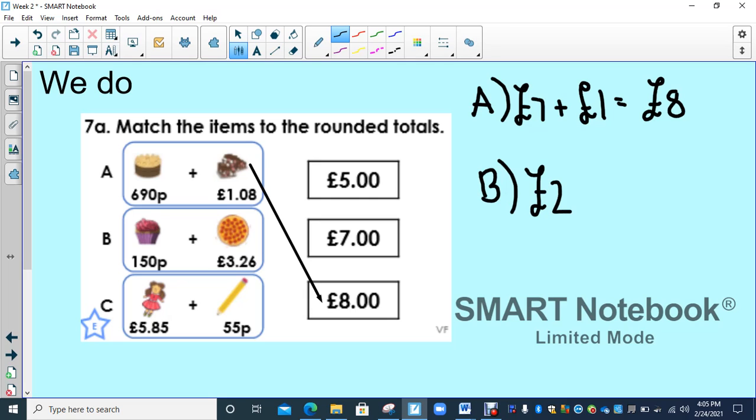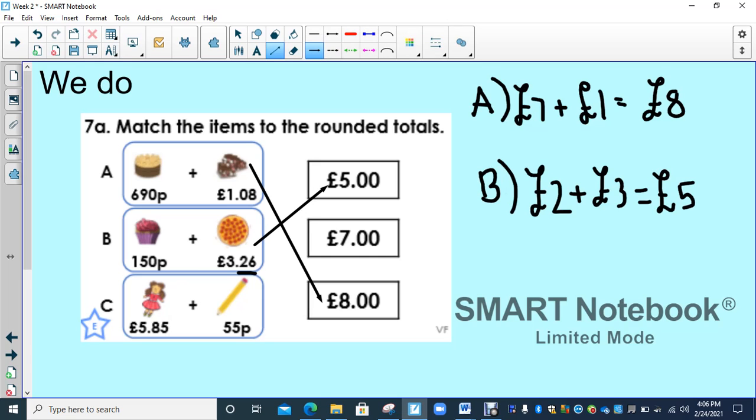Then what we need to do is we need to add the cost of this pizza. Now this is a very cheap pizza, which makes me very, very happy. I need to round £3.26 to the nearest pound. Now look at this 26. Is that greater or less than 50 pence? I know it's less than, so I am rounding down to £3. £2, add the £3, so the cost of the cupcake with a pizza, that comes to the rounded total of £5. So let's match B to £5.